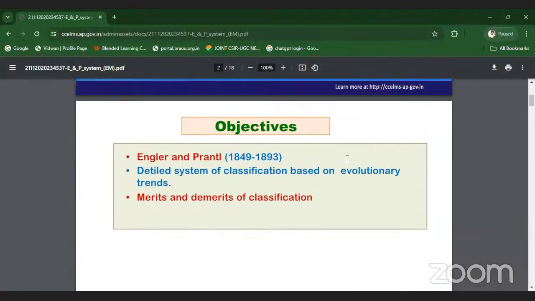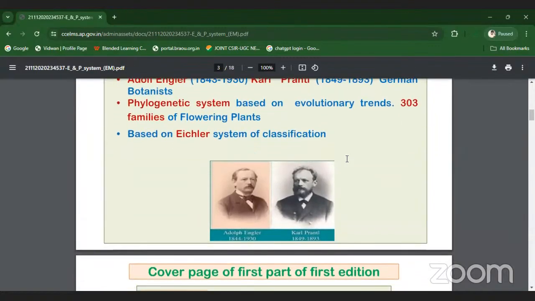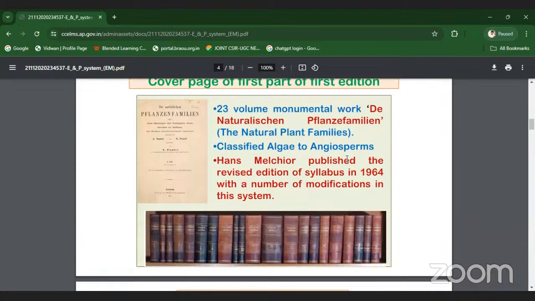Right. So these are both Engler and Prantl. They published the 23-volume monumental work, Die Natürlichen Pflanzenfamilien. They classified algae to angiosperms, and the system has been revised. Gilg revised it one time, and later Hans Melchior published the revised edition of the Syllabus in 1964.